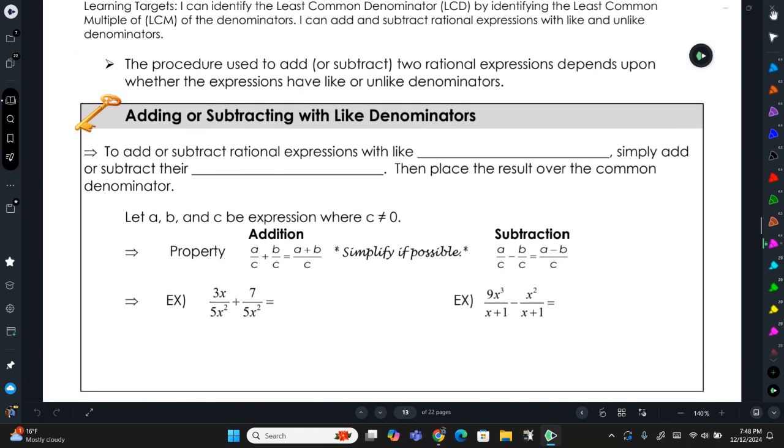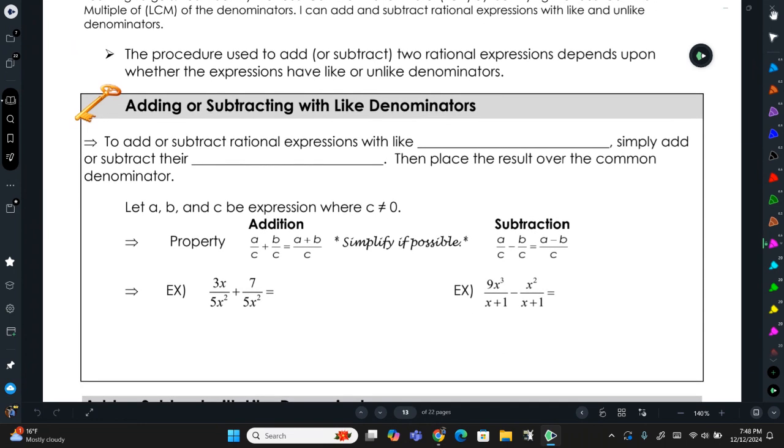So, for the first part, we're going to look at ones where they just have the same denominator already. To add or subtract rational expressions with like denominators, we're going to simply add or subtract their numerators, then place the result over that common denominator. So that denominator does not change.